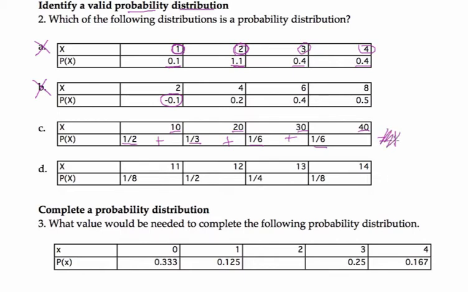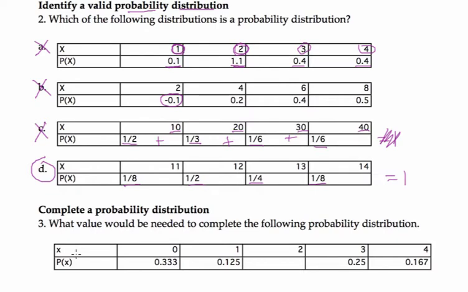In this case, it isn't. If you add those together, you get 1 and 1/6. So that's not a valid probability distribution. But if you add up these probabilities, you can see that they sum to 1. So that is a valid probability distribution.